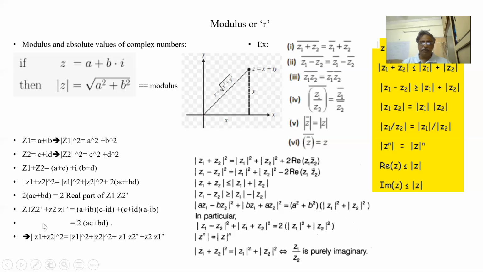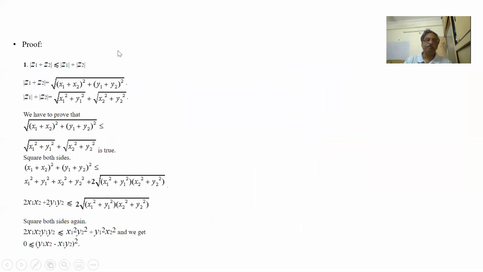But we'll see it in a physical form. Now we are going to prove this one. Mod of Z1 plus Z2 should be less than mod of Z1 plus mod of Z2, unless they are in the same line, and they are 90 degree to each other. But let us see this.